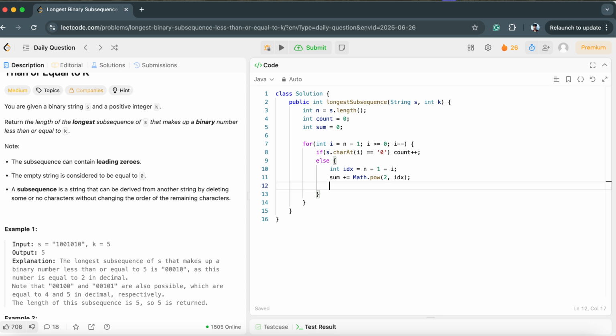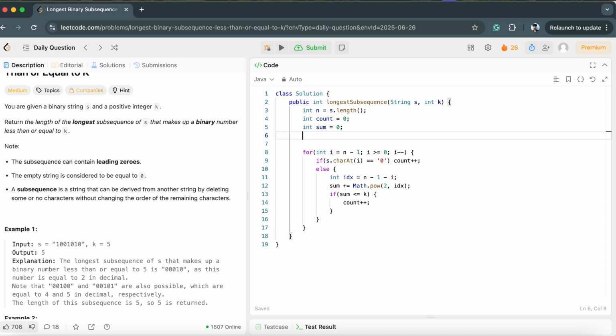Whatever answer we get, we will add it into the sum. Now the sum is calculated so far, so we will simply check if sum is less than or equal to the k value that is given. If that is the case, we will simply increment the counter. That means that the 1 is being considered. At any point in time if sum exceeds k, we actually do not want to consider this one.